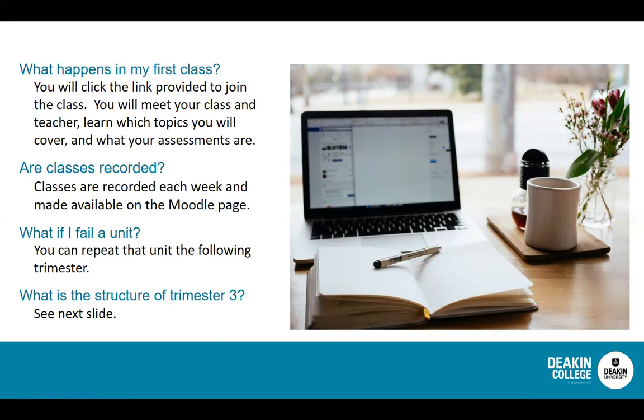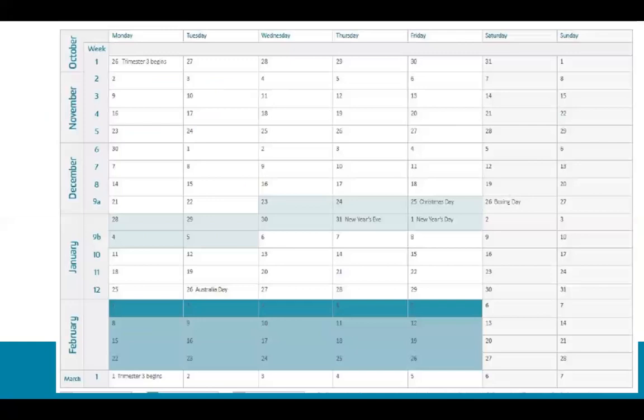All of our classes are recorded each week and then made available on the Moodle page for that class. What if I fail a unit? If you fail a unit, you can repeat the unit in the following trimester. And what is the structure of trimester 3? We've got the structure of trimester 3 shown on this slide here. You can see week 1 starts on the 26th of October and week 12 starts on the 25th of January.